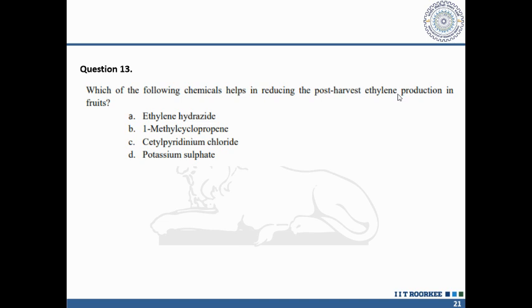Which of the following chemicals helps to reduce post-harvest ethylene production in fruits? The options are A, ethylene hydrazide; B, 1-methylcyclopropene; C, cetylpyridinium chloride; and D, potassium sulfate. Which chemical helps in reducing the post-harvest ethylene production in fruits? Please answer in the comment box.